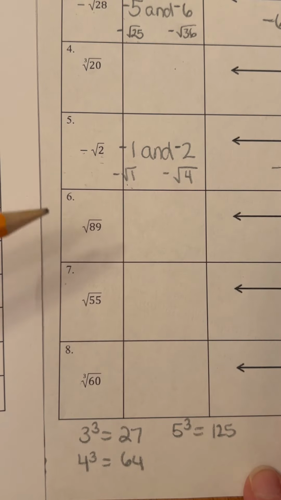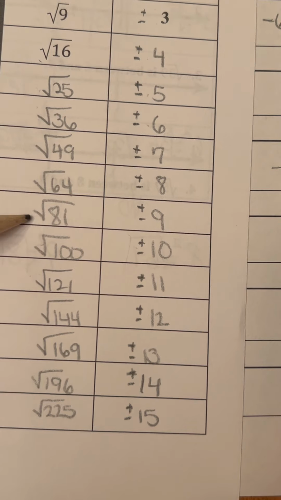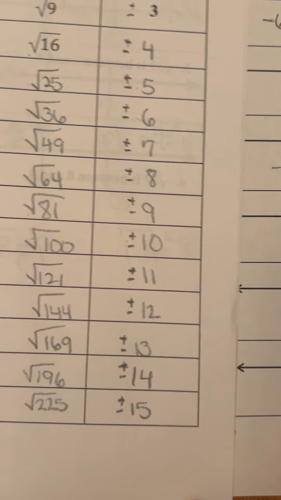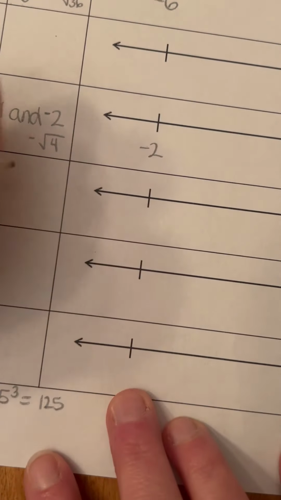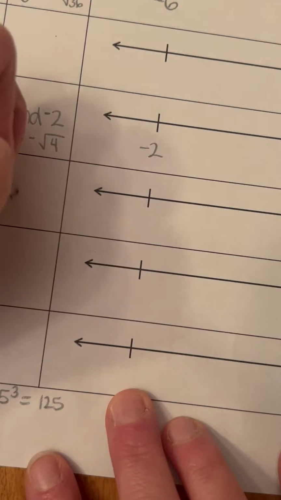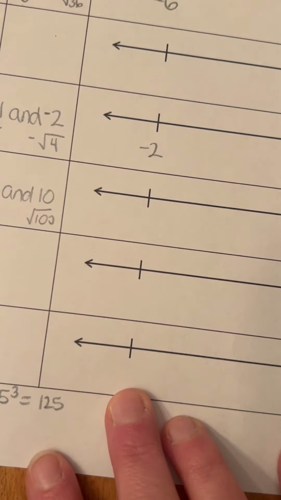So we're looking for the square root of 89. If I'm looking at my little cheat sheet, 89 is between the square root of 81 and 100. So it's between 9 and 10. We've got 9 and 10 as my numbers. Square root of 81 is this one. Square root of 100 is this one.